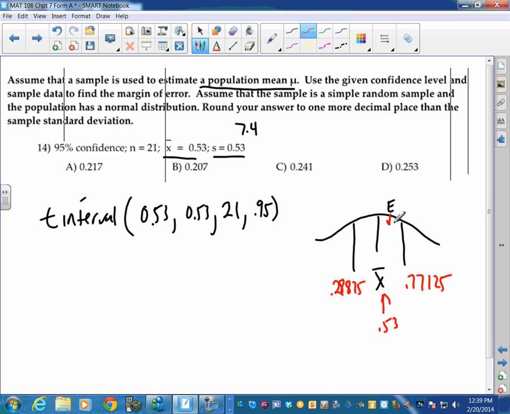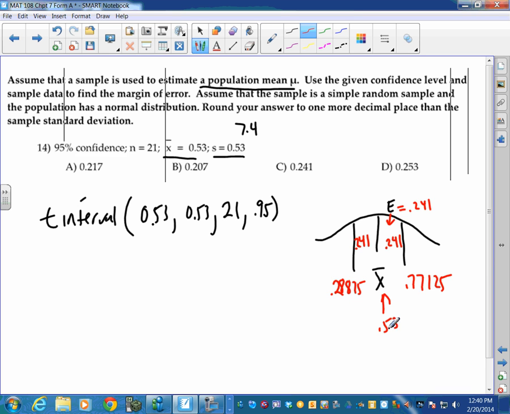So what is my error? 0.241 on both sides. How did you take it? For that one, you take the upper bound minus X bar.